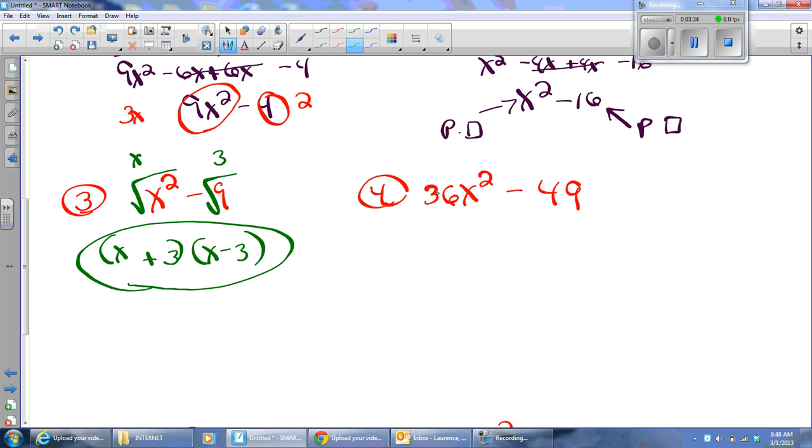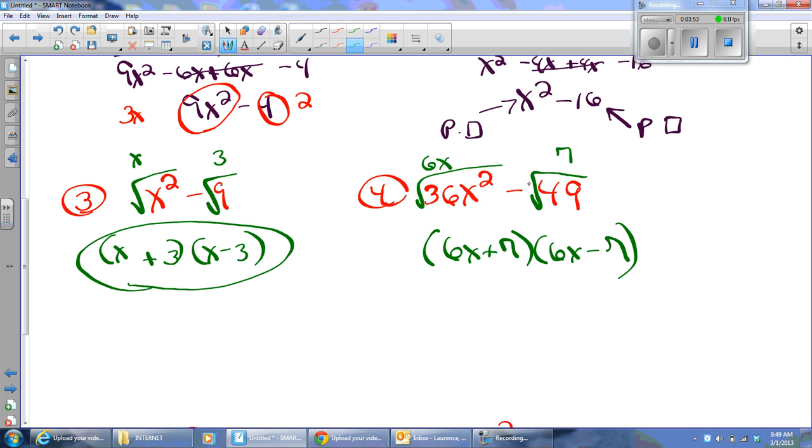Check out number 4. Is 36x squared a perfect square? It sure is. 36, the square root is 6. x squared, square root is x. 49 is a perfect square, 7 is just going to factor as 6x plus 7 and 6x minus 7. You might realize that to get a negative for your last, you have to have one positive, one negative. I have one positive, one negative.